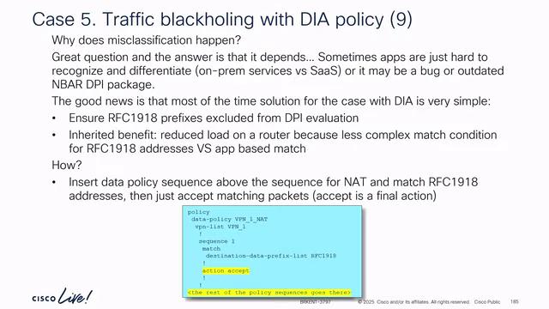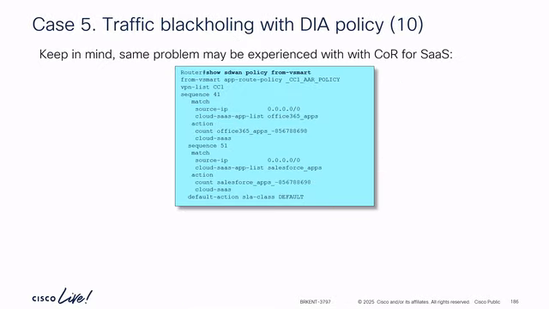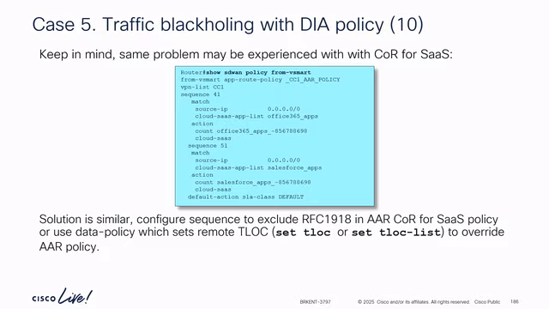How? Very simple. Just insert a sequence above all of the rest, saying if the destination is in RFC 1918, just accept the packet and that's it. But it's also possible that the same problem happens with Cloud on-Ramp for SaaS. The solution is similar.